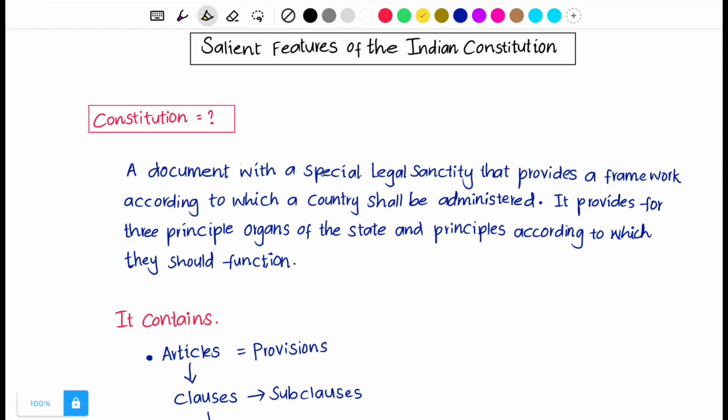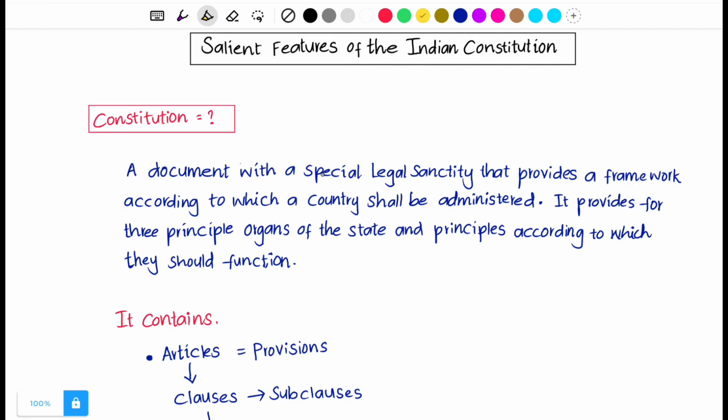My name is Teja. In this video, we will be discussing the salient features of the Indian Constitution. First of all, every country has its own constitution. Likewise, our India has its own constitution. Today in this lecture, we will see the prominent features of our constitution.